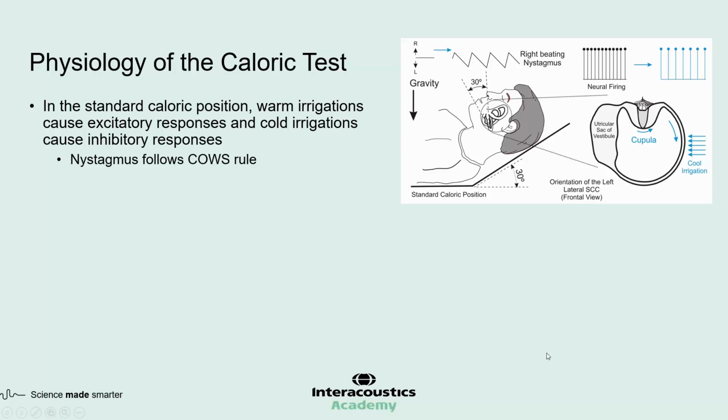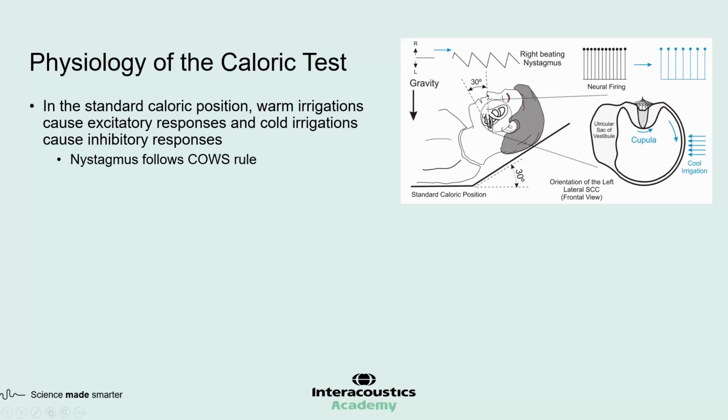So this leads to the COWS rule, which describes the direction of the evoked nystagmus relative to the side of the irrigation. So cool irrigations will generate nystagmus that beats opposite to the direction of the irrigated ear, and warm irrigations will cause nystagmus to beat toward the irrigated ear.